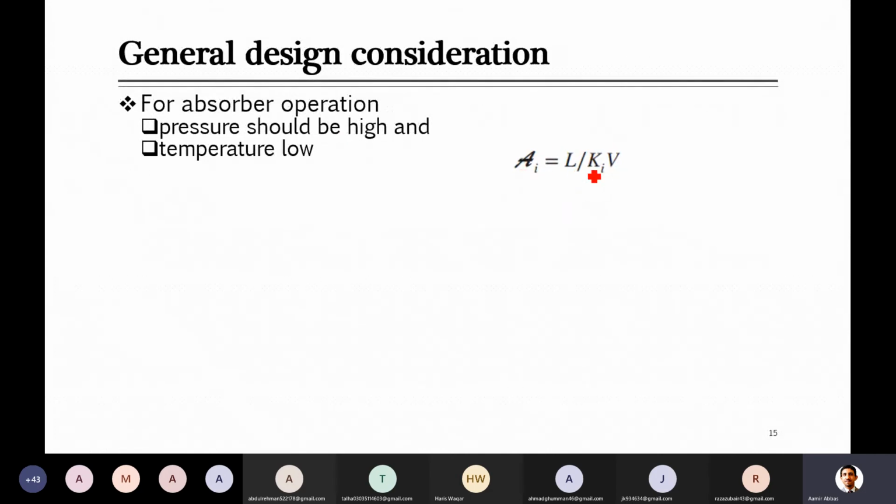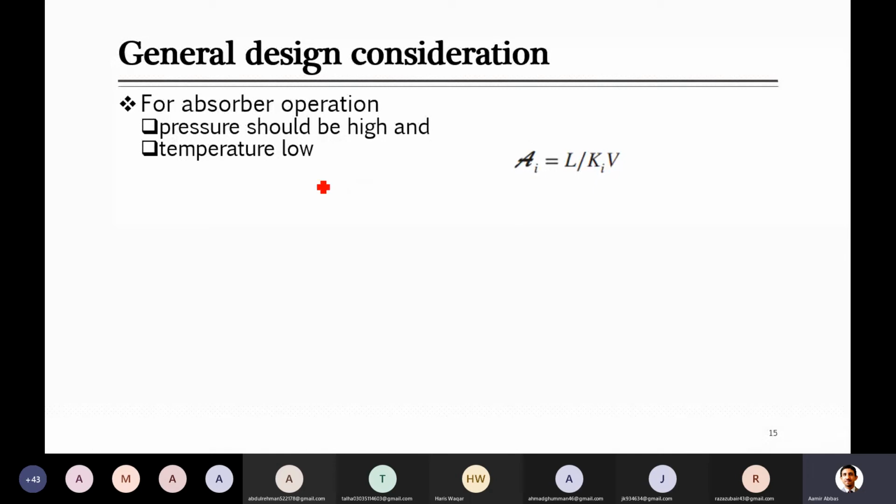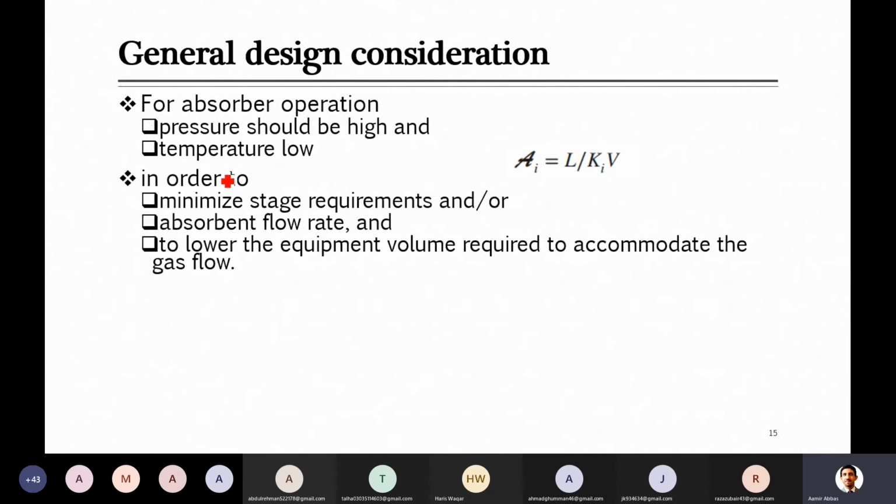As well, there was an exponential relation of K with temperature. So if temperature is low, definitely K value is low, and when K value is low, A will be higher. So if you select the right solvent and provide these conditions of high pressure and low temperature, it will help us minimize the stage requirements, the overall number of stages needed for the specific separation, as well as the absorbent flow rate.